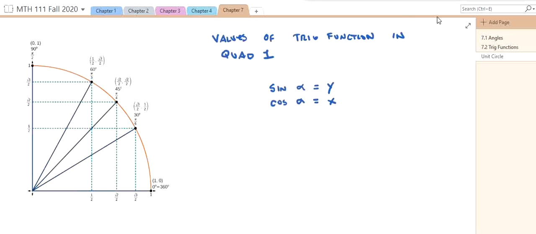So then in summary, here are the values of our common trigonometric functions in the first quadrant. For 0 degrees, we have x equals 1, y equals 0. For 30 degrees, we got square root of 3 over 2, and 1/2. And 45 is square root of 2 over 2. 60 degrees is 1/2 for x, square root of 3 over 2. And 90 degrees is 0 and 1. And again, this is our angle here. It just gets bigger and bigger and bigger.